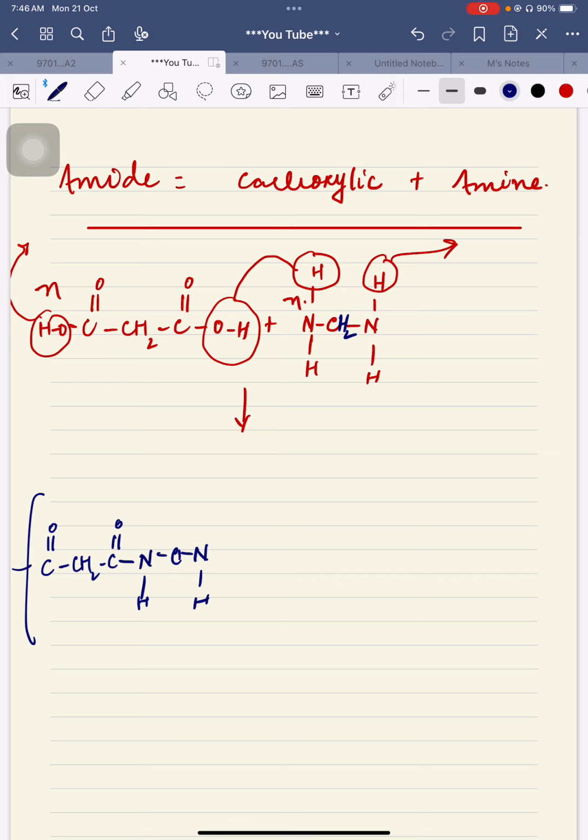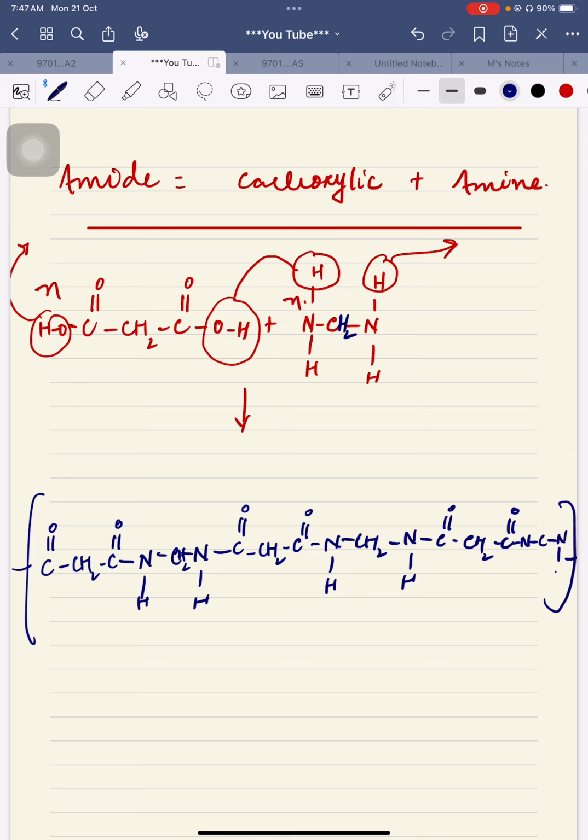CH2 should be here as well, and then what is next? It is C double bond O, CH2, C double bond O, NH, CH2, NH, C double bond O, CH2, C double bond O. That's it. I believe one time, second time, third time. No, the third time is still left. So it is N and it is C and it is N, and this is the bracket and this is it. So this is H and this is H and this is H2.